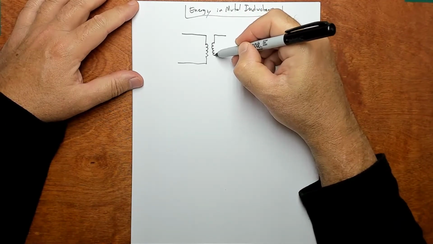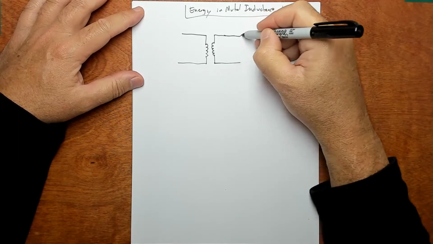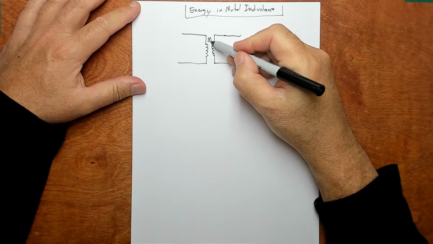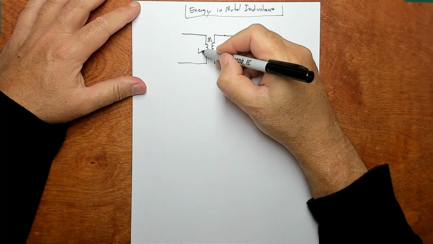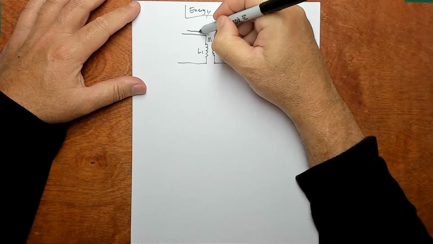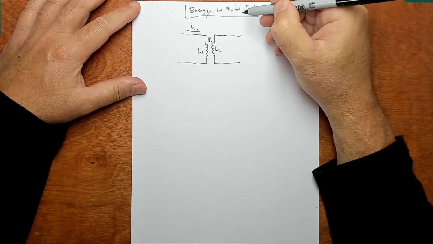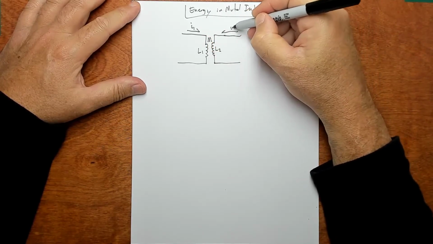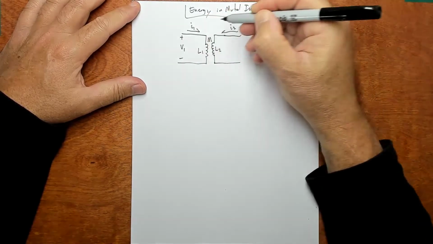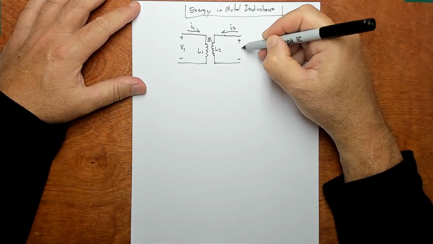in close proximity, so their magnetic fields affect each other and they are mutually inductive. There's this mutual inductance M between these two. They also have their self-inductance, L1 and L2. There are currents going through each one: I1 here and I2 here. And there's an associated voltage, V1 and V2.